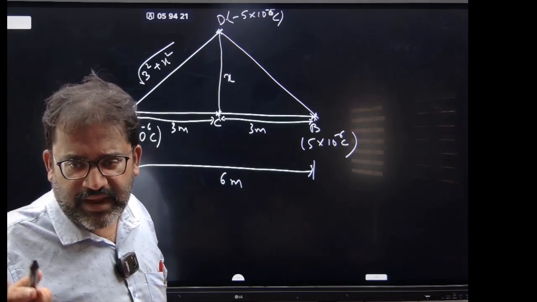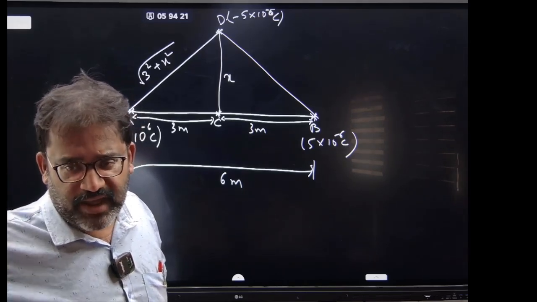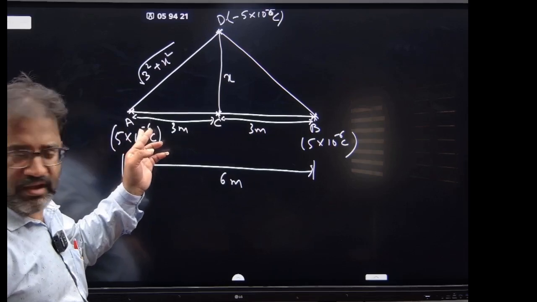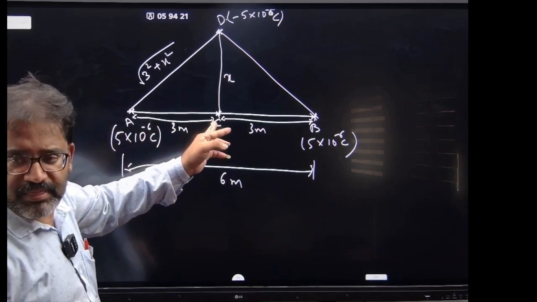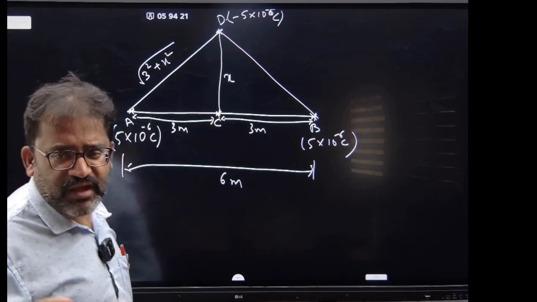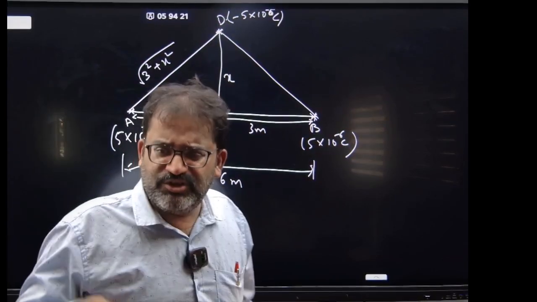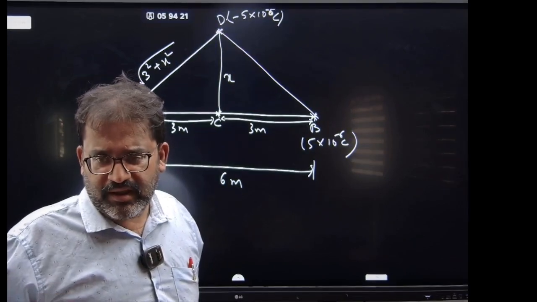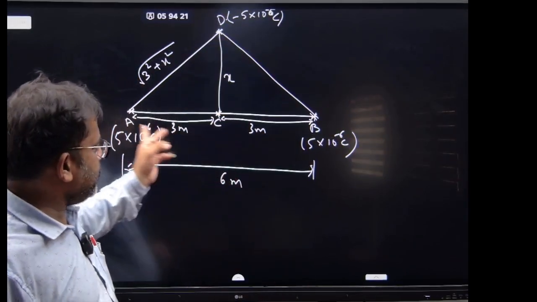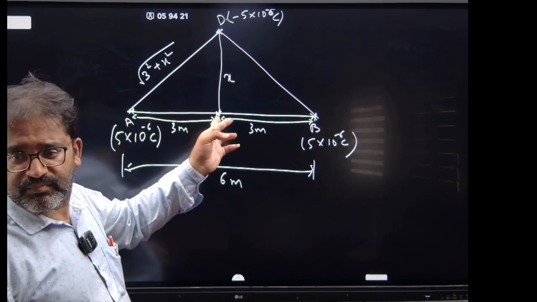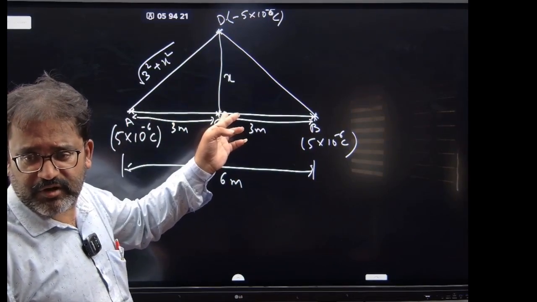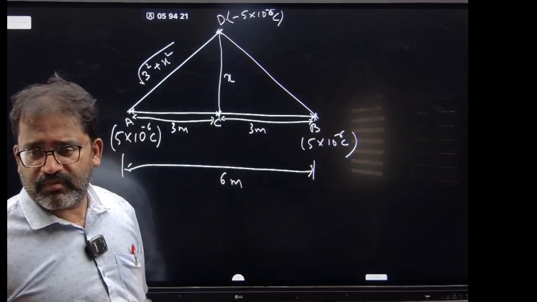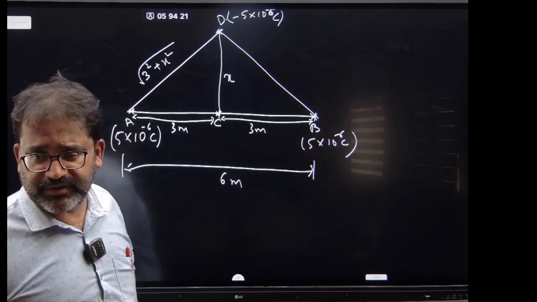K is 9 times 10 to the power of 9. Q1 is 5 times 10 to the power of minus 6. Q2 is the charge which was present here, minus 5 times 10 to the power of minus 6. Leave the minus, it will be 5 times 10 to the power of minus 6. Divided by, initially it is 3 meter. The same thing will be seen in this case also, because there is another charge present.